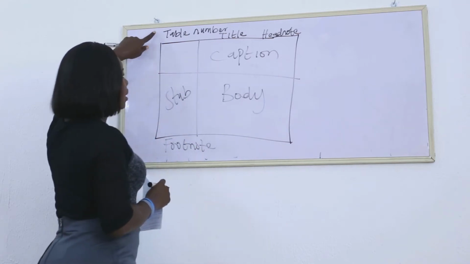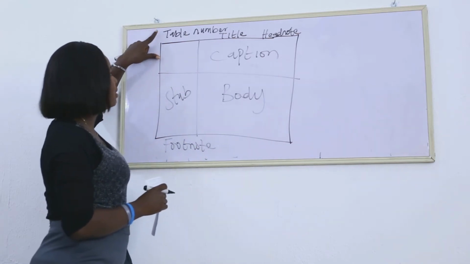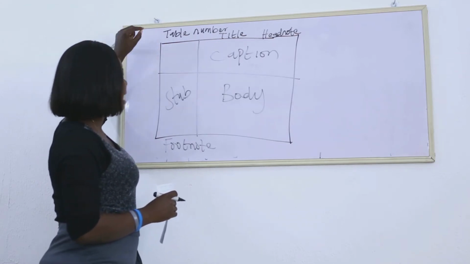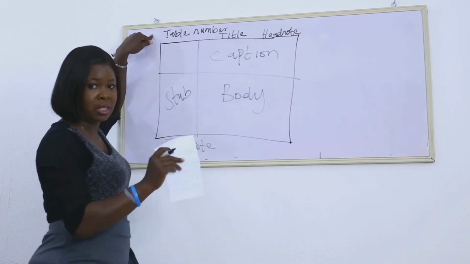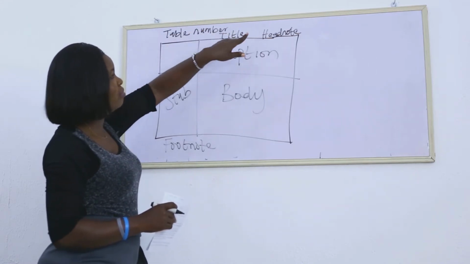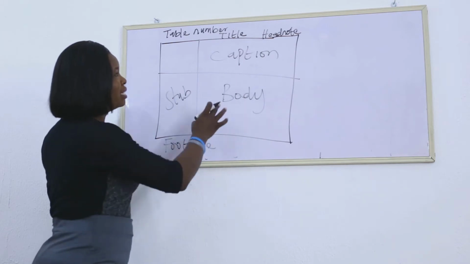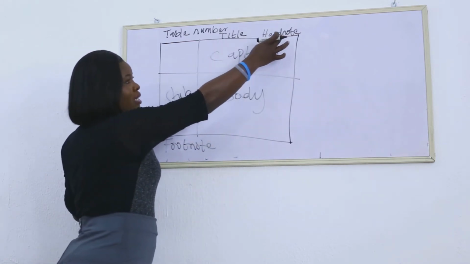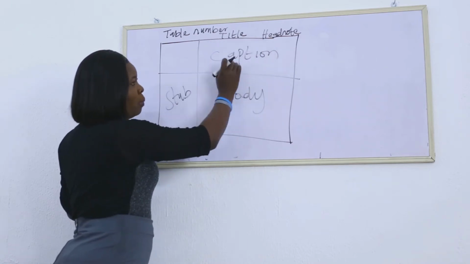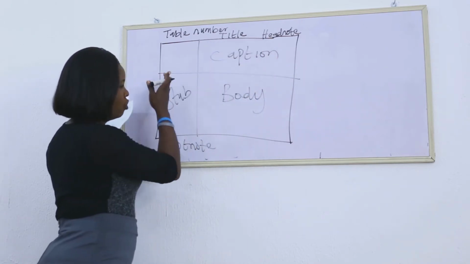So the first and most important part of the table: every table must be given a suitable number. Every table must be attached a number. Then every table must be given a suitable title. Then any important element that is not included in the title can be put as head notes. Then captions are the column headings, while stubs are the row headings.